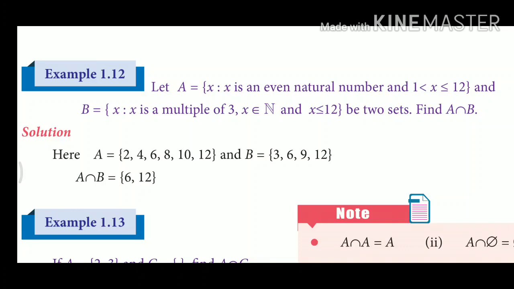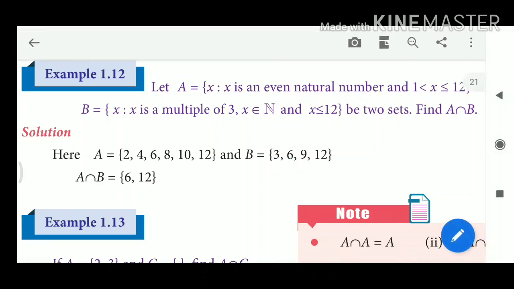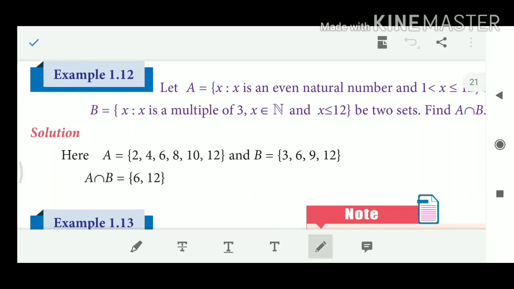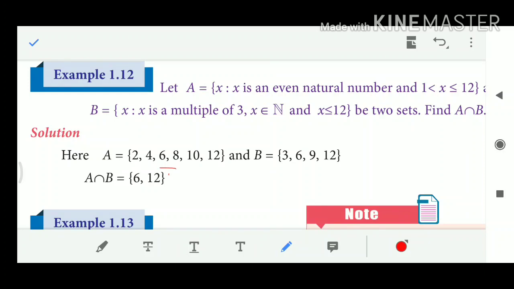Here the set A is X is an even natural number and X should lie between 1 and 12. Here the even natural numbers are 2, 4, 6, 8, 10, 12 and B is the multiples of 3. So we will take 3, 6, 9 and 12. Then A intersection B is the common elements between A and B. Here the common elements between A and B are 6 and 12. So A intersection B is equal to 6 and 12.